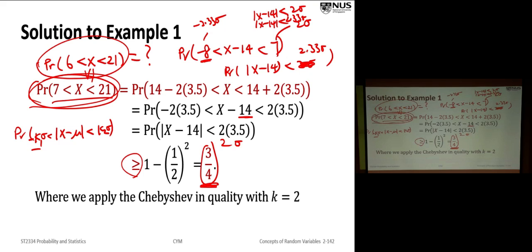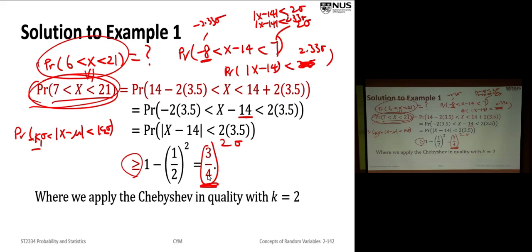Now, on the other hand, if I treat this as 2.33, I still can work it out, but then your bound will be smaller, which is not very good. Now you try that. I say 6 to 21. Try to get this part. So I'm arguing this one is bigger than this one, so my bound is 3/4.